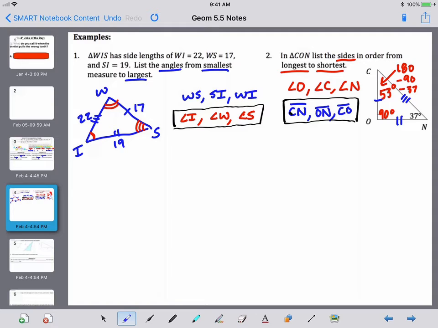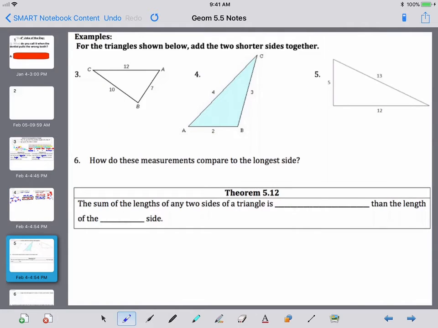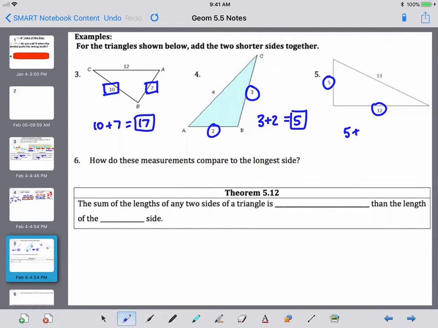Alright, we're going to switch gears a little bit here in this next set of examples. So for the triangles shown below, we're going to add the two shorter sides together. In example 3, 10 and 7, the two shorter sides add up to 17. In example 4, 3 and 2 add up to 5. And in example 5, the two shorter sides, 5 and 12, add up to 17.